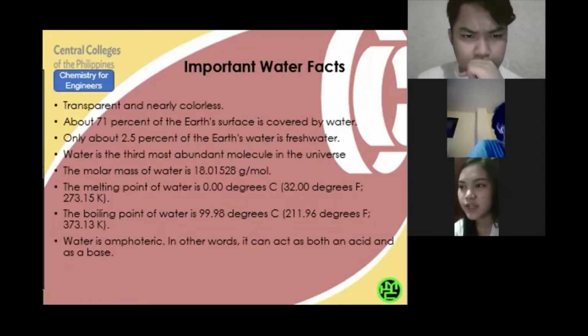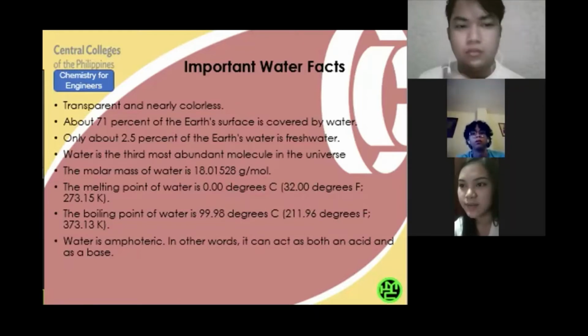Tapos, yung boiling point naman nito is 99.98 degrees Celsius, rounding off to 100 degrees Celsius o katumbas ng 211.96 in Fahrenheit at 373.30 naman in Kelvin. Tapos may bigat o density rin itong 997 kg per cubic meters. At ang huling water facts naman ay ang tubig ay isang amphoteric. It means it is capable of reacting chemically either as an acid or as a base, na itatalakay naman ni Mr. Ron Pellias mamaya.